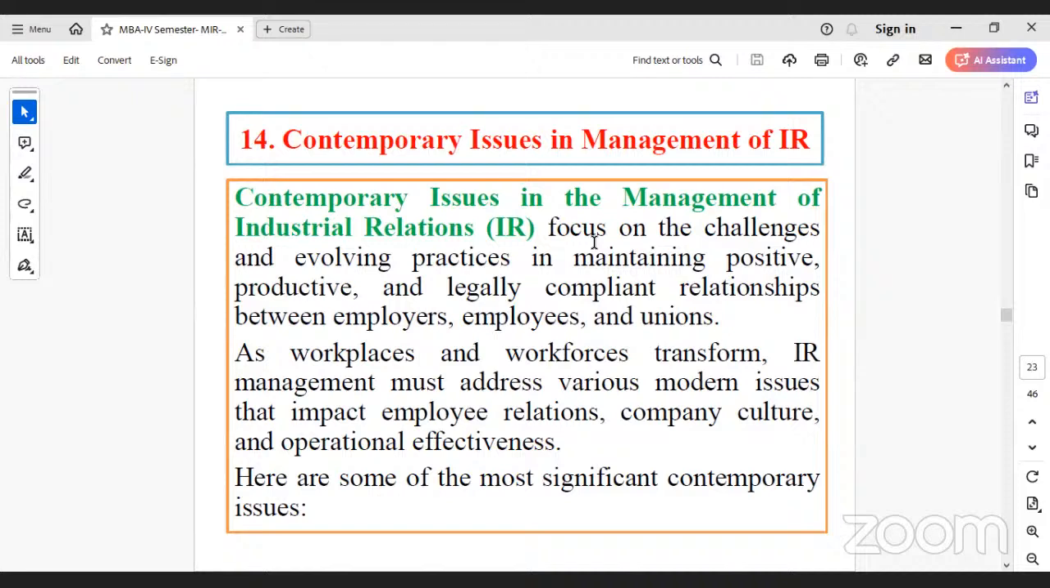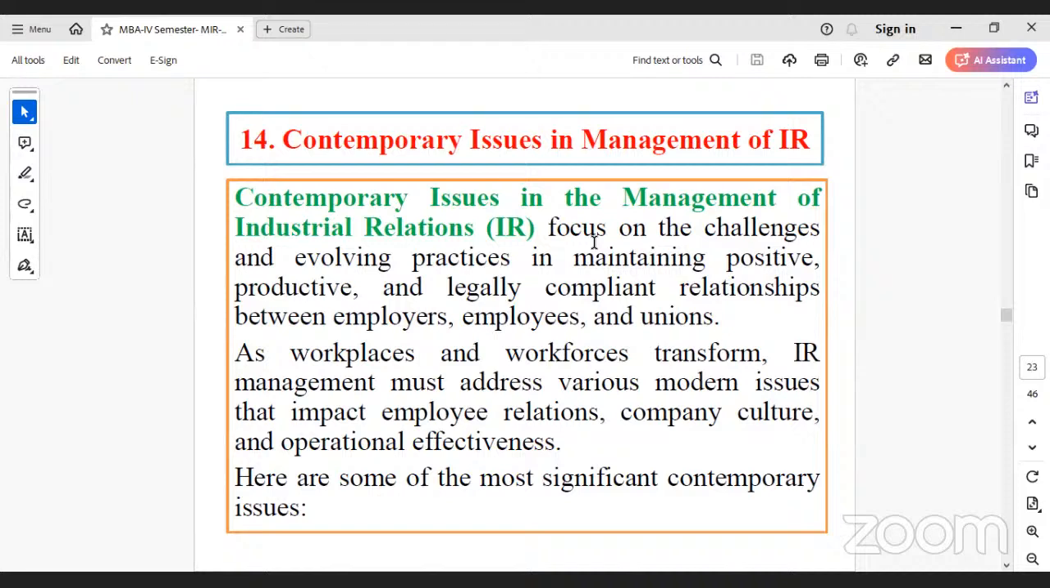As we discussed from the beginning, industrial relations is all about the relationship among employers, employees, and unions. Employers are the company owners, those who formed the company, and employees are those who work for the particular company. Unions are officially registered or given permission by the management, that is, the employers.